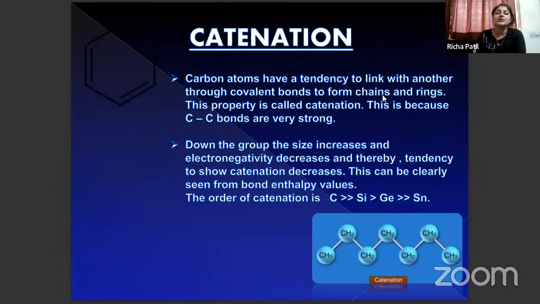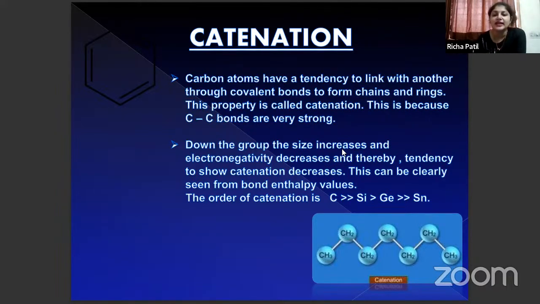So carbon has the most unique property called catenation. Catenation is nothing but the tendency of carbon atoms to link with one another through covalent bonds to form rings or chain-like structures. Why this catenation? It is due to the presence of C-C bonds, which are very strong. So catenation is a unique property shown by carbon.